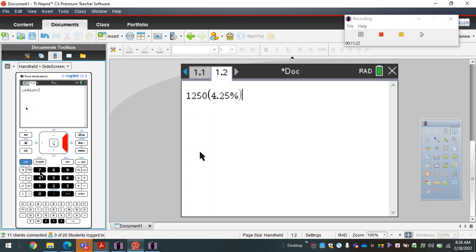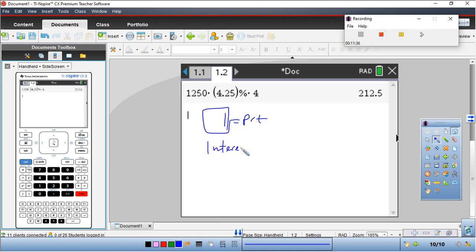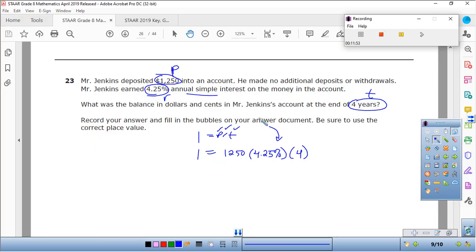Then we come out here. What was the number on the outside? 4, and enter. Now, what did this calculate, guys? Remember, it was I equals PRT. What does the I stand for? Interest. And what did I tell y'all when we review? It's actually not the total, it's the extra stuff that came about. So now, remember, 212.50.